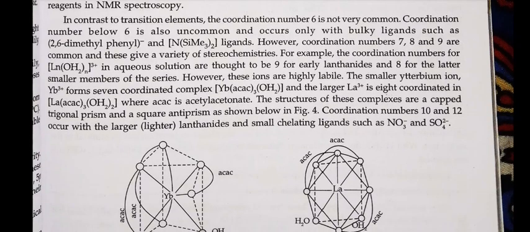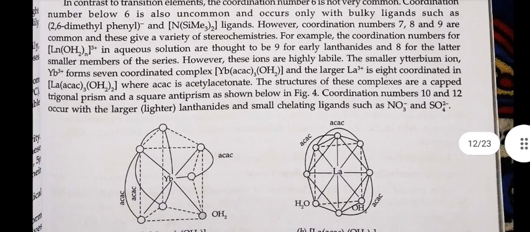In contrast to transition elements, the coordination number 6 is not very common. Coordination numbers below 6 are also uncommon and occur only with bulky ligands such as 2,6-dimethylphenyl and N(SiMe3)2 ligands. However, coordination numbers 7, 8, 9 are common, and these give a variety of stereochemistries. For example, the coordination numbers for lanthanum or hydroxide 3 positive in aqueous solution are thought to be 9 for early lanthanides and 8 for the later smaller members of the series.